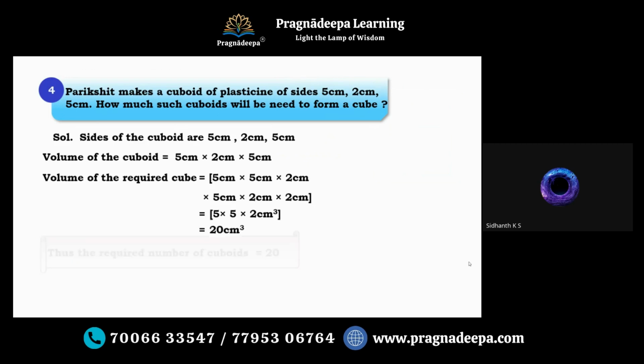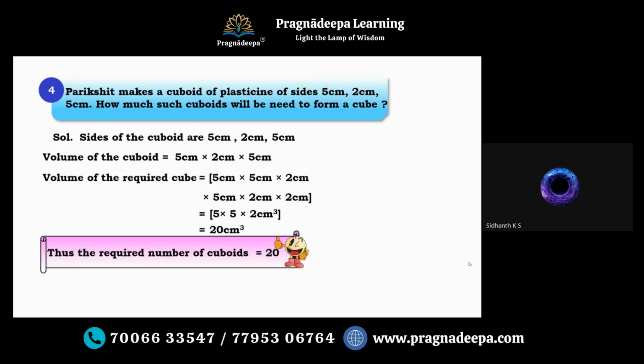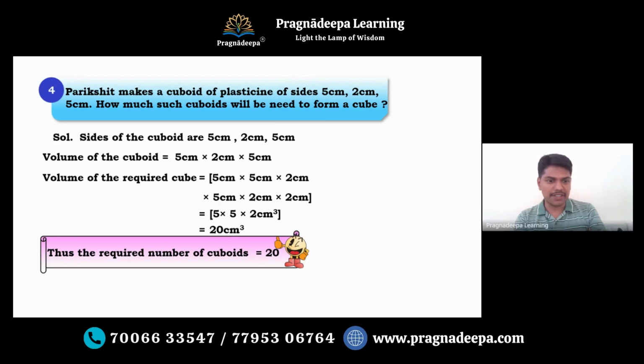So I divided the volume of the cube by the volume of the cuboid, and that number I have to multiply, sir, to make it a cube. Perfect. That's all. So you know how to do that. That's fine. So you know how to find the cube root of a number.